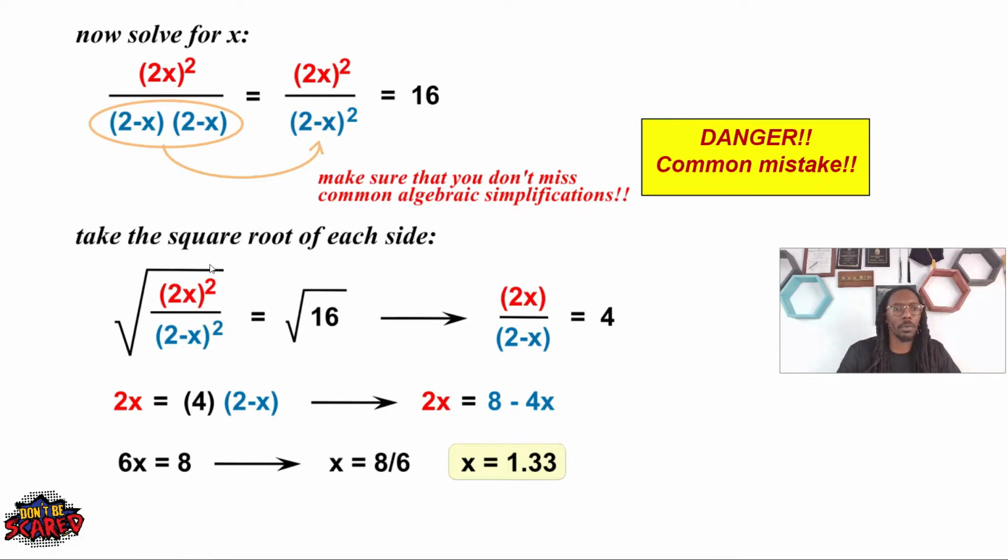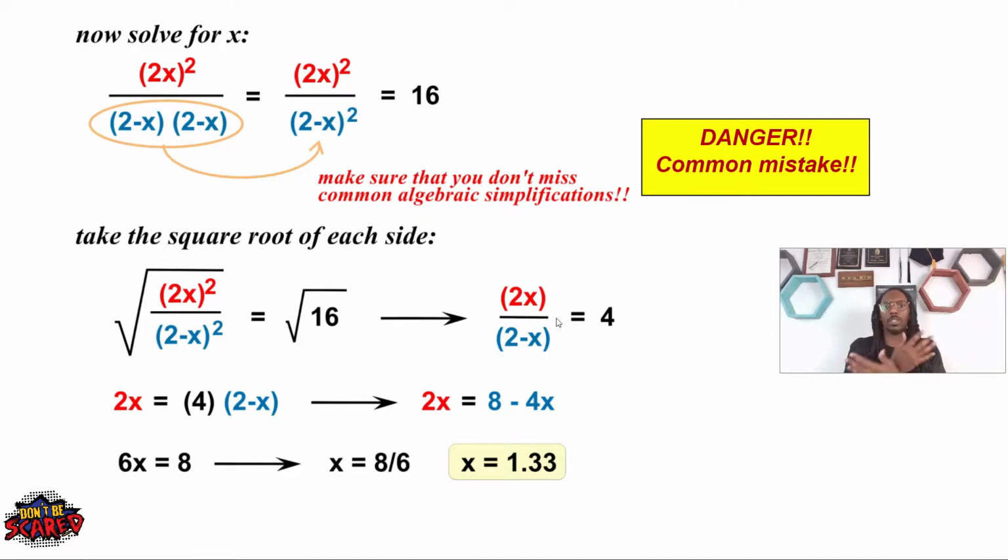We got the square root of 2x squared over 2 minus x squared equals the square root of 16. Now, why am I square rooting both sides? To get rid of this squared, right? So that's squared, that's gone. And then we got the square root of 16. So now we got 2x all over 2 minus x equals 4.